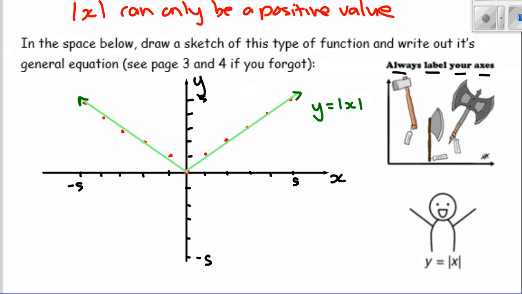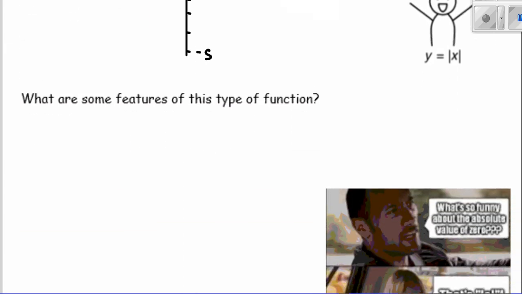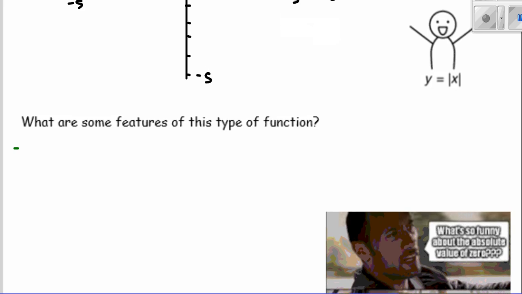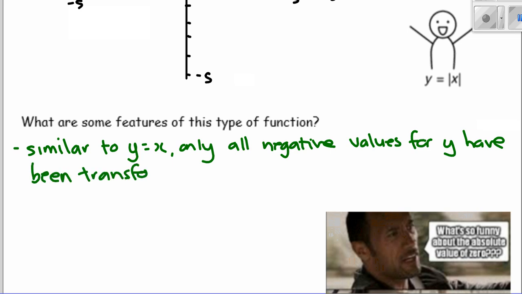What are some features of this type of function? You could think of it as being similar to y equals x, only all negative values for y have been transformed to positive values. So that's what the absolute value function does.